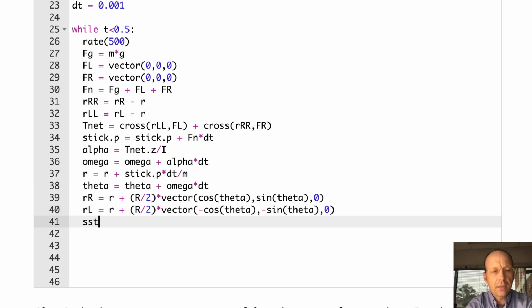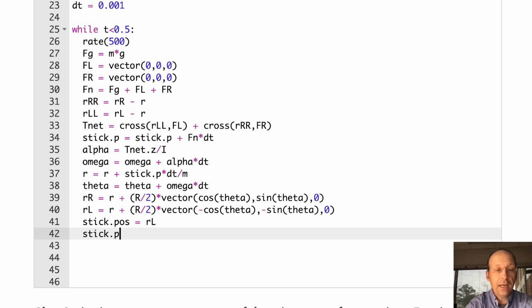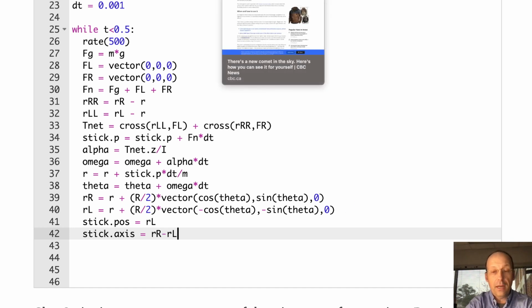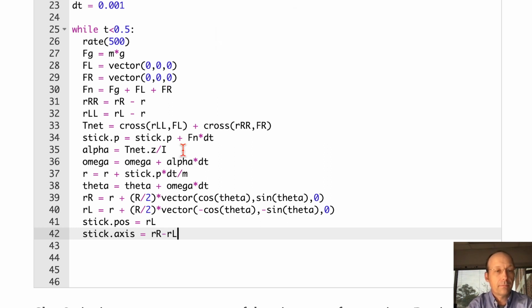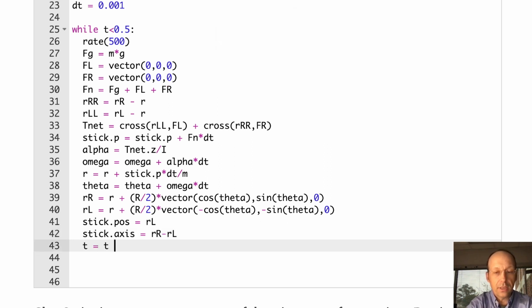So stick.pos equals RL, right? That's the left side of the stick. And then stick.axis is going to be equal to RR minus RL, just like before. Those two values change, so that will change the stick. And in this case, there's no torque to begin with, so it shouldn't be a big deal. And then I need to update time. t equals t plus dt.